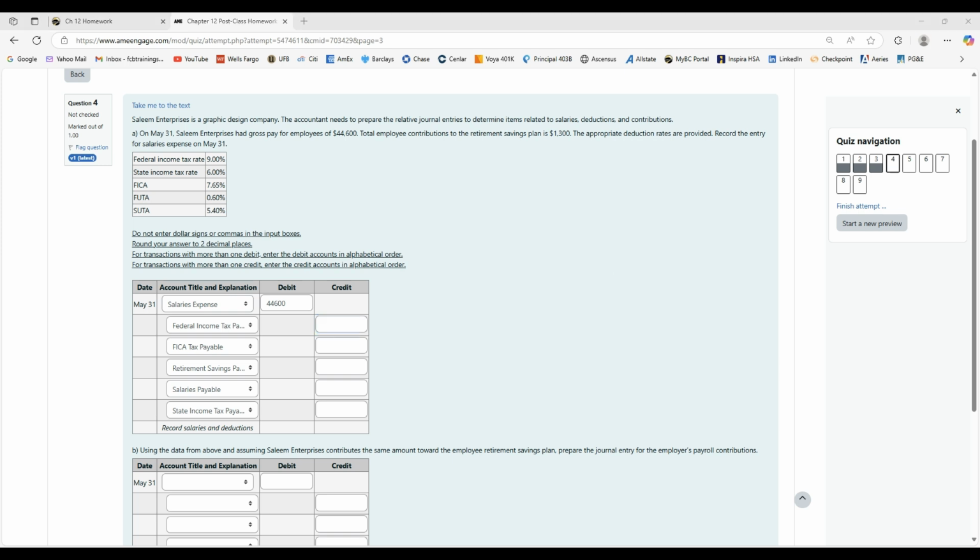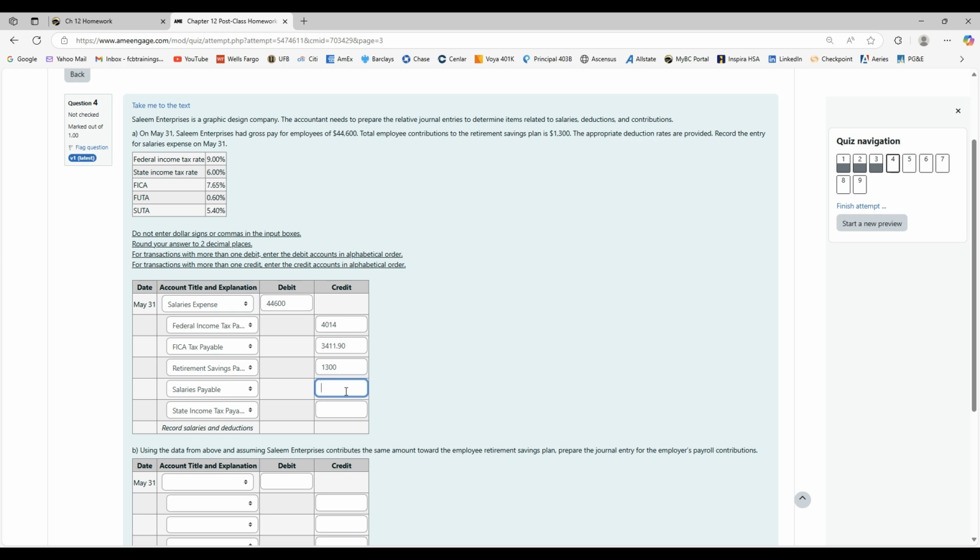Okay, and so the rates that we have, so we have 44,600. The rate is 9%. So we take 9% times the 44,600. So I get 4014. Okay, and then for FICA, it's the 44,600 times 0.0765 or 7.65%. Round to 2 decimal places. Okay, so I got 3411.90.